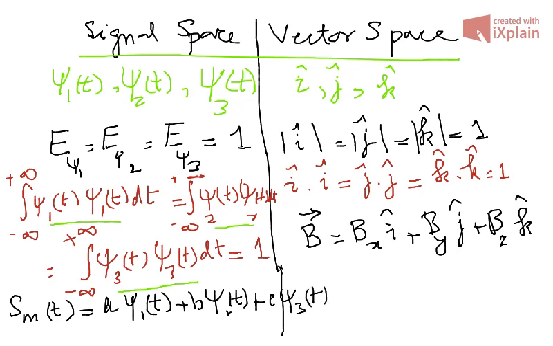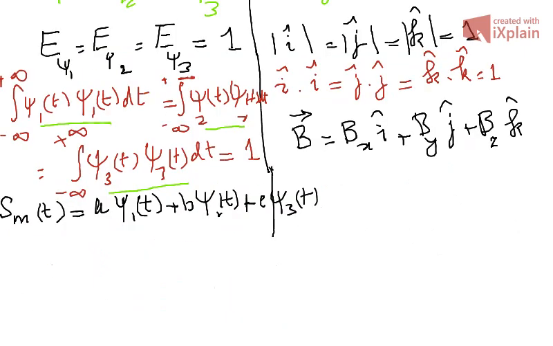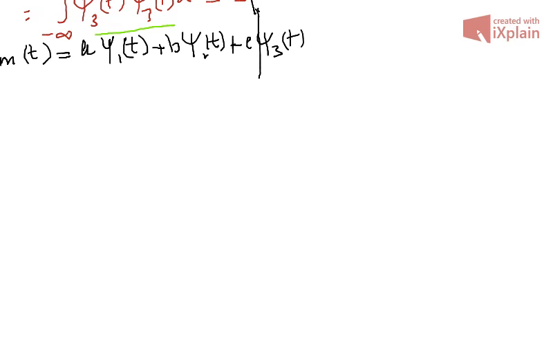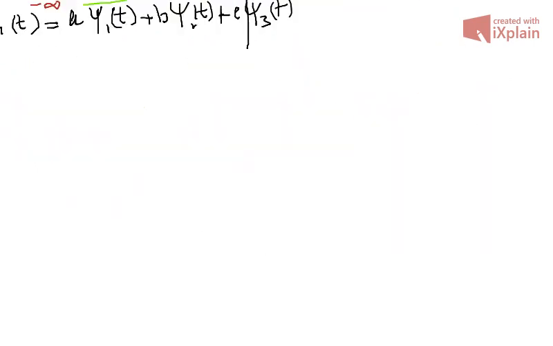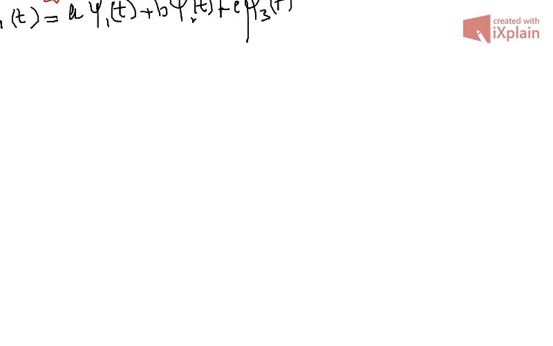So we can write a signal Sm of t as a linear combination of these three basis functions. We call them the basis functions. And if we move further, we can discuss some more properties of these two. We can compare these two further.